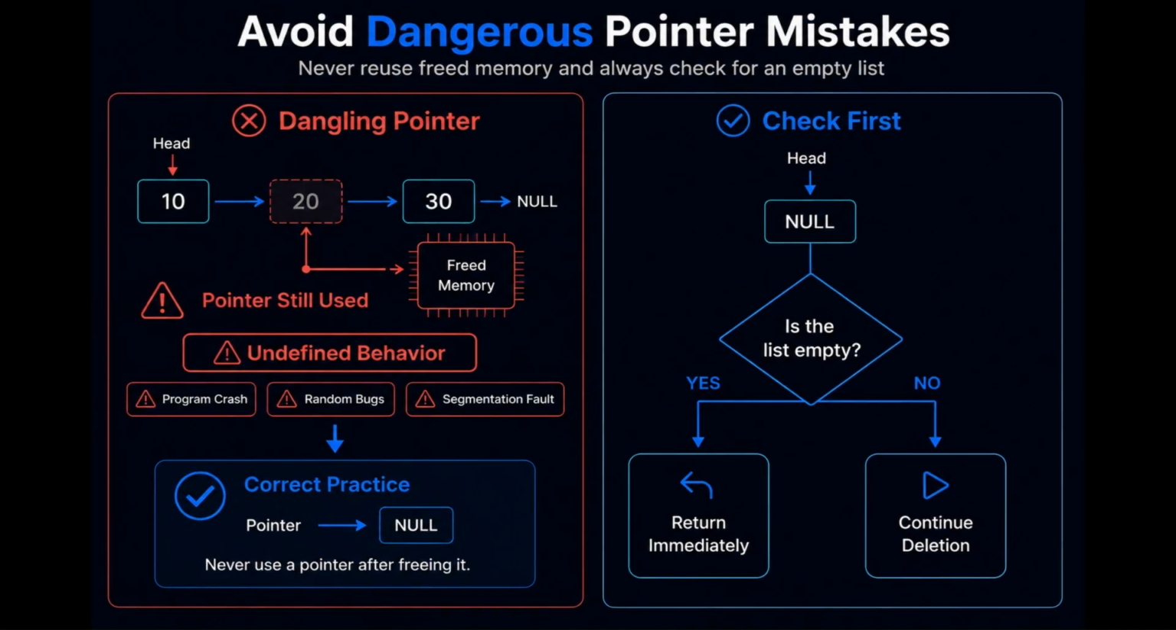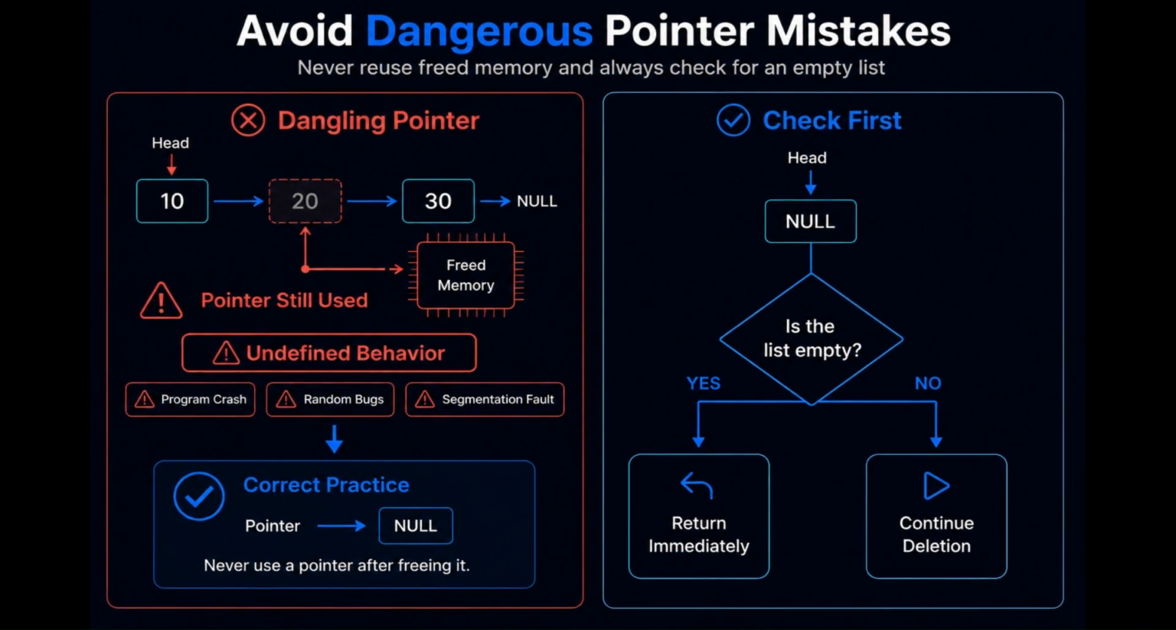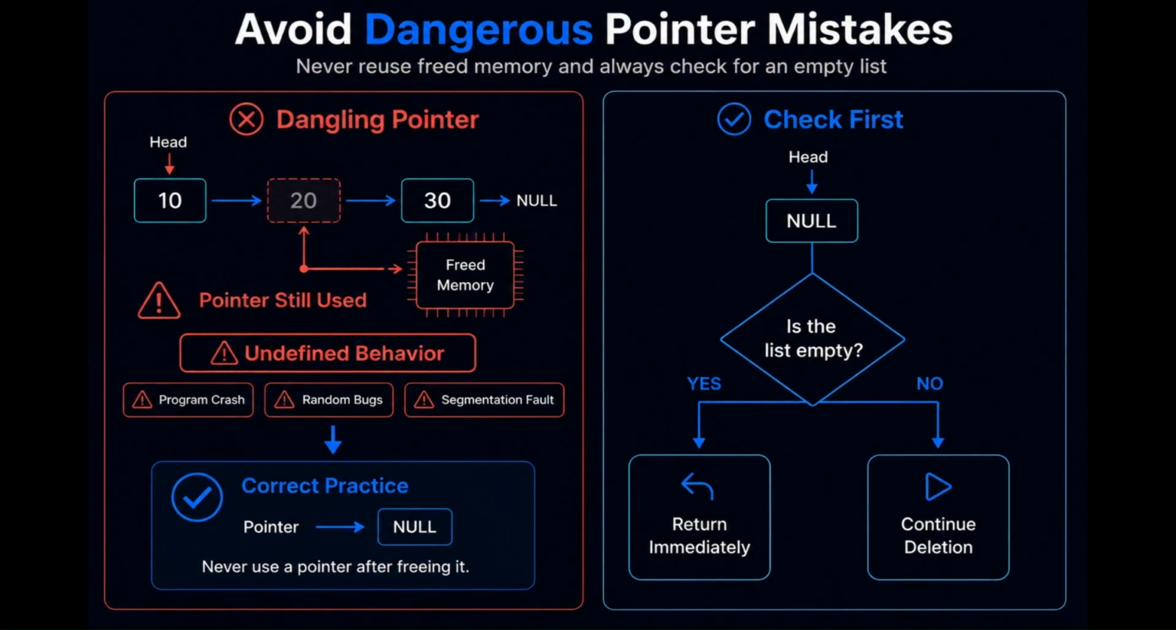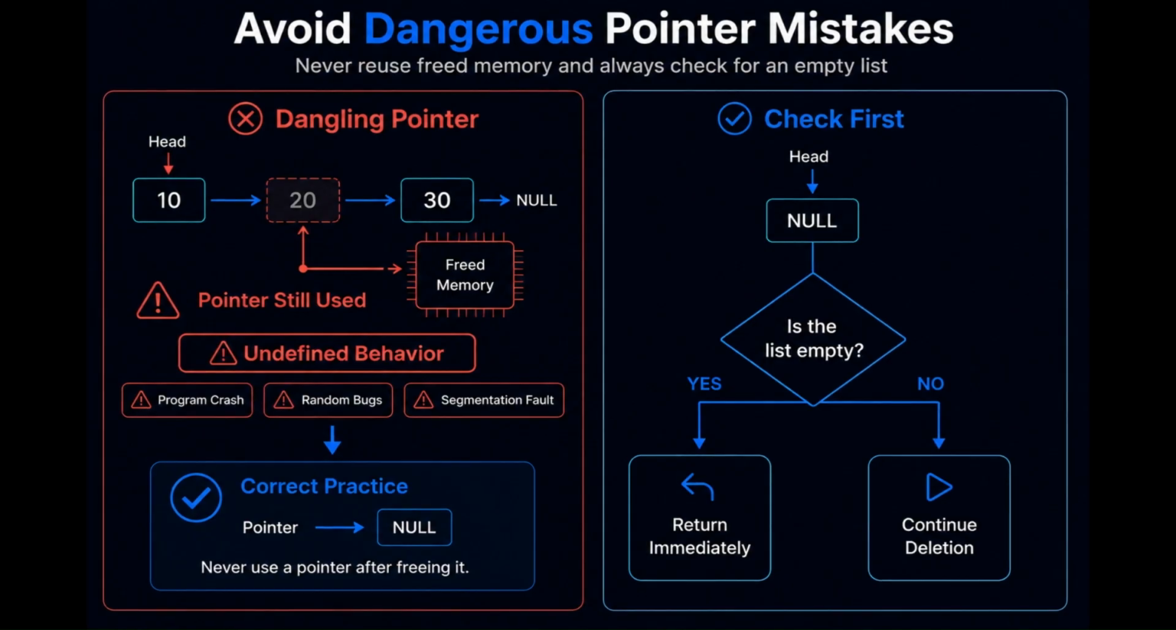The second mistake is even more dangerous. This is called a dangling pointer. A dangling pointer happens when you release a node's memory but continue trying to use that same node afterward. Remember, once memory has been released, it no longer belongs to your program. Trying to read from it or write to it is unpredictable.